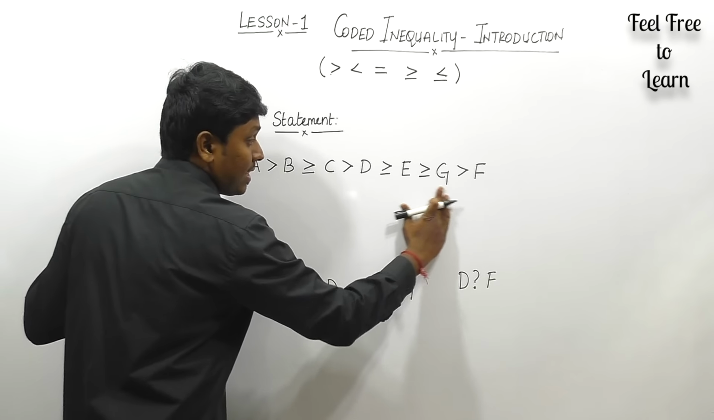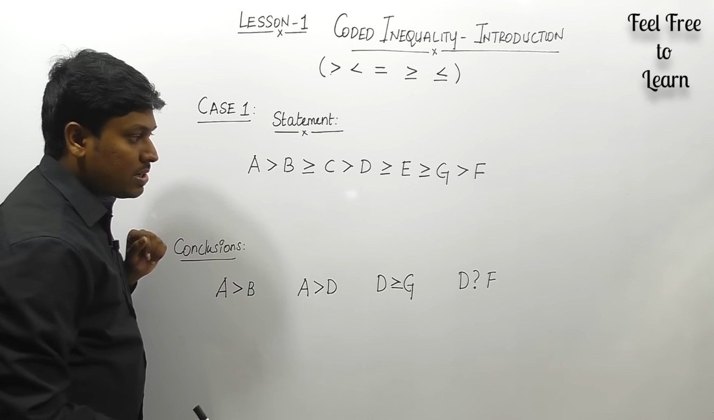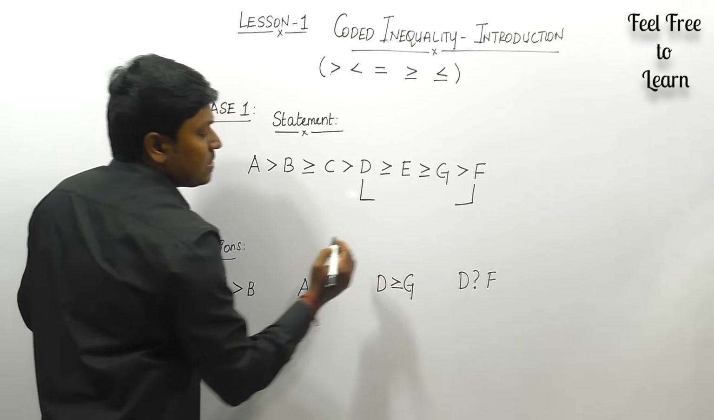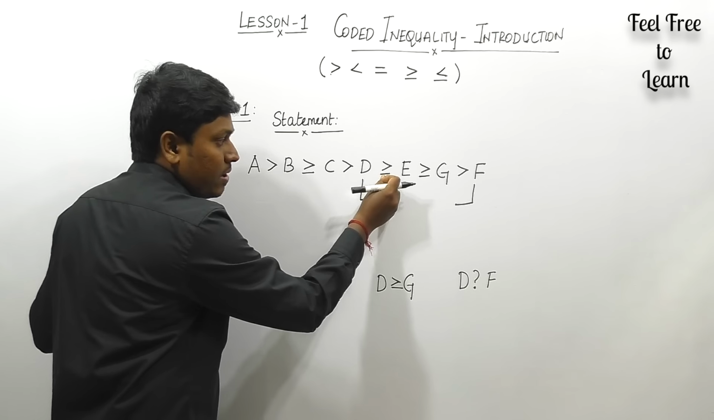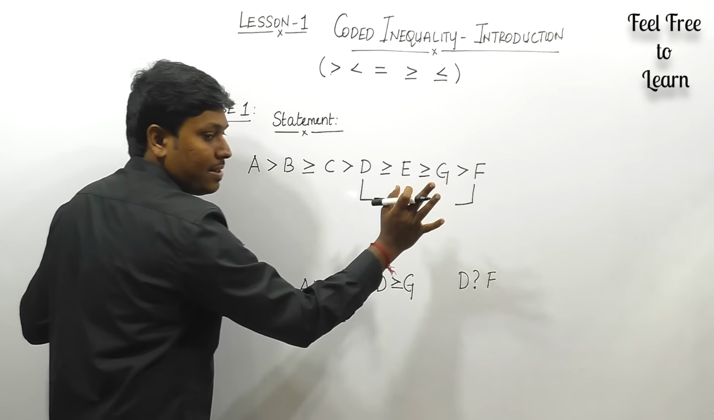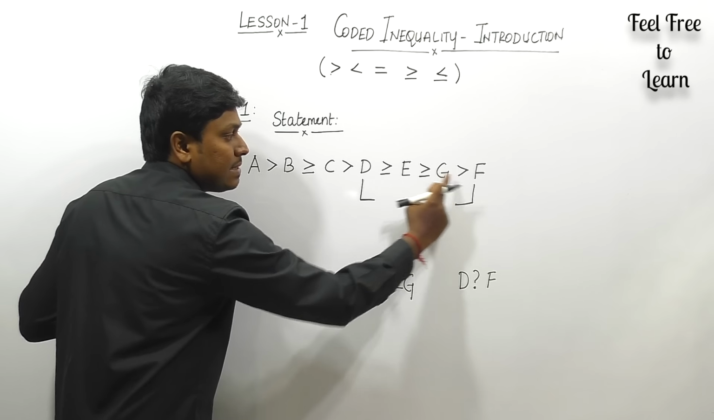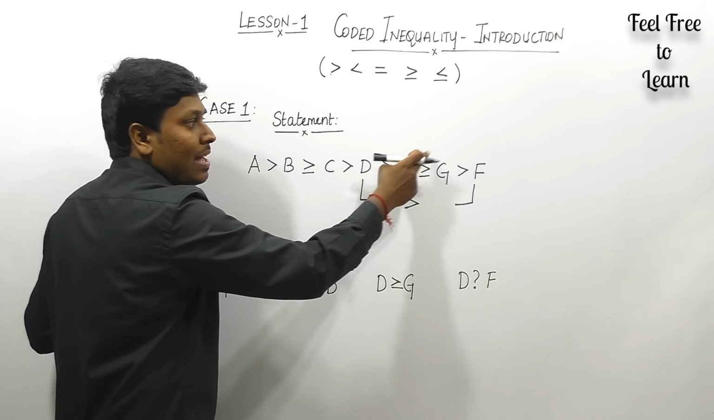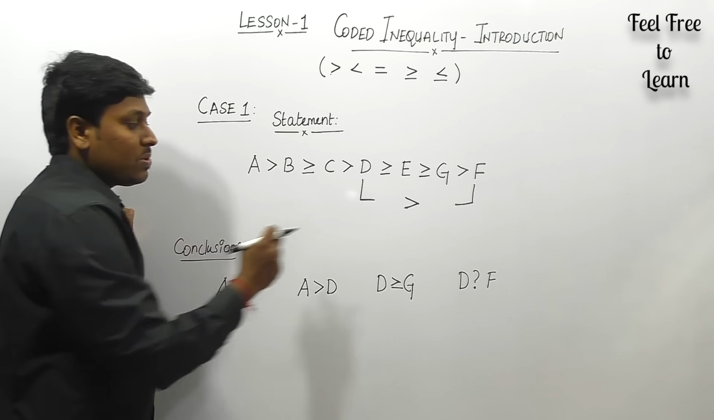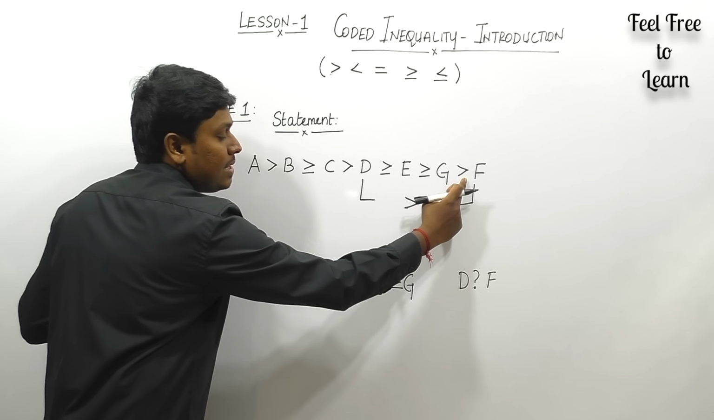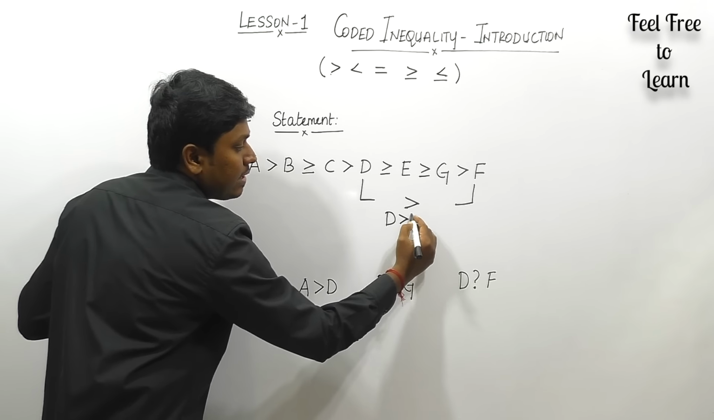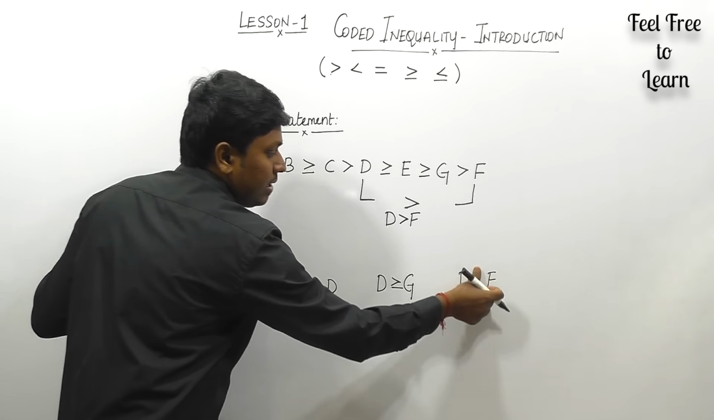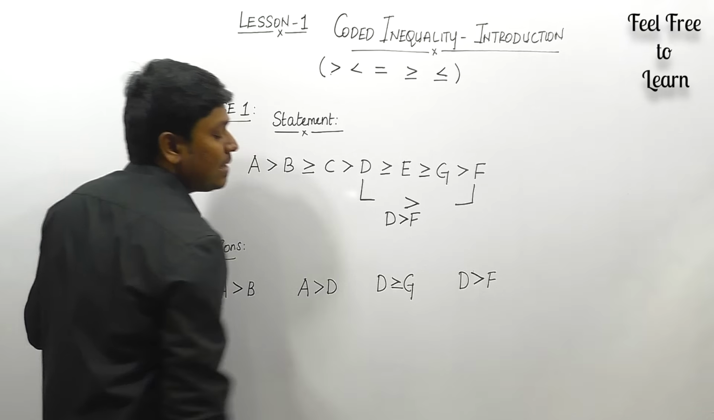So let me move on to the last conclusion. The last conclusion is we need to compare D and F. So here it is D and here it is F. Between D and F, similarly greater than or equal to, greater than or equal to, and greater than. So definitely out of these three symbols, greater than is common, because here we have greater than, here we have greater than, and similarly here we have greater than. So while comparing D and F, we got D greater than F or F less than D, both are same. So finally for this conclusion, we got D greater than F.